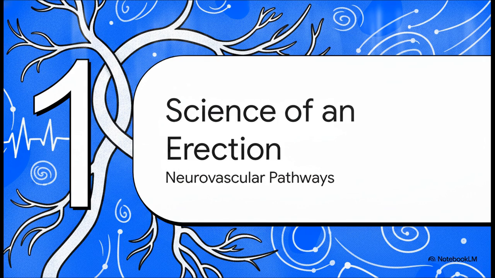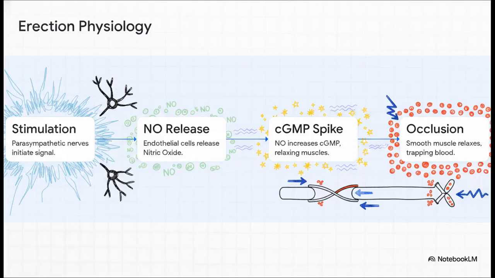Okay, let's dive right into this. Section 1, the science of an erection. Let's walk through this exact sequence like a machine diagram. It all starts with the parasympathetic nervous system, specifically down at the S2 to S4 nerves. When stimulated, these nerves and their surrounding cells release a truly crucial molecule, nitric oxide. You can think of nitric oxide as the ultimate vascular switch. It sparks a massive spike in a chemical called cGMP.